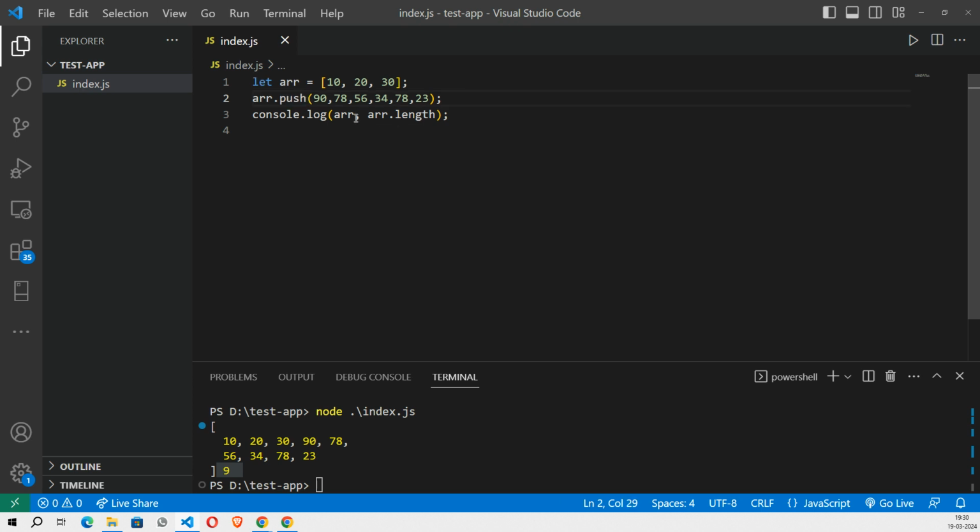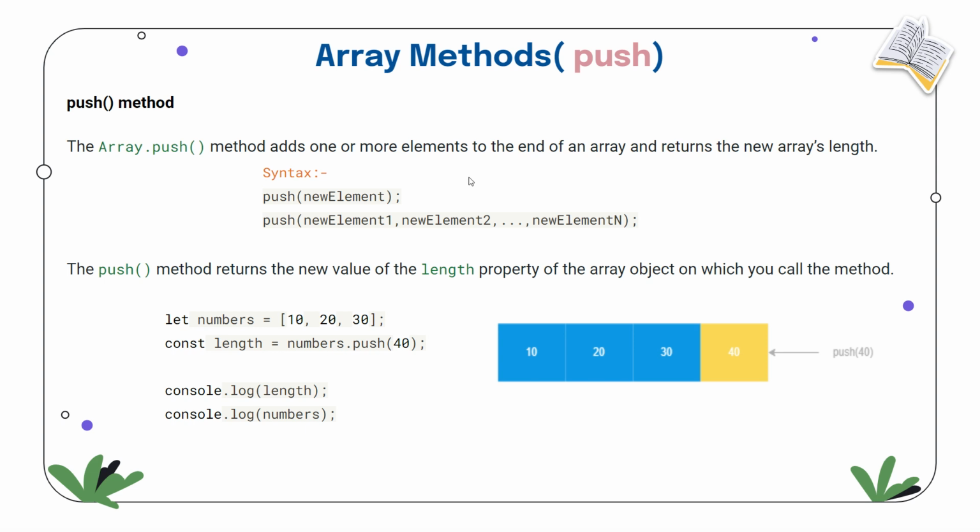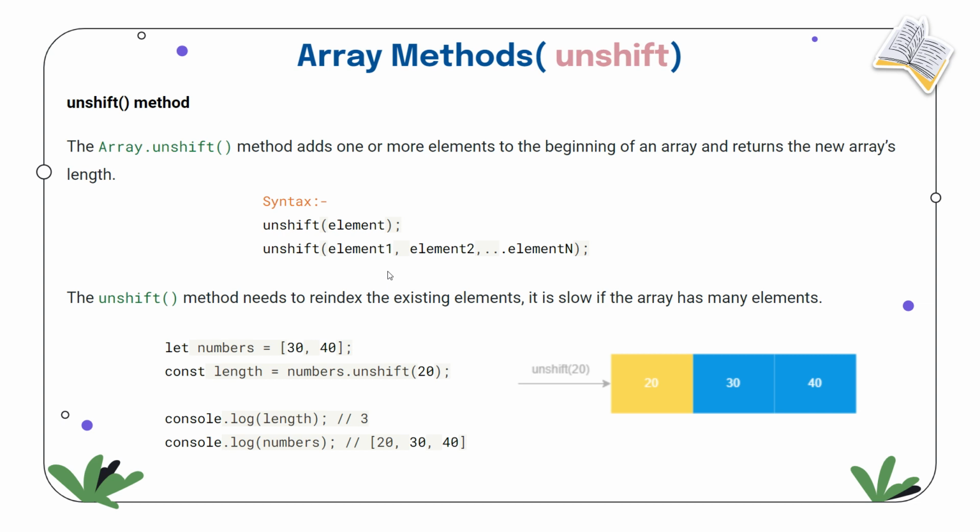Okay. So now the push operation is done. Next we'll move on to the unshift operation. Just now you saw we were inserting elements from the last, right? So there is another method for inserting elements from the first. This unshift method will take the element and insert it from the beginning of the array.